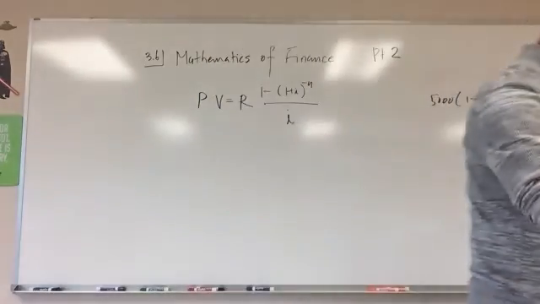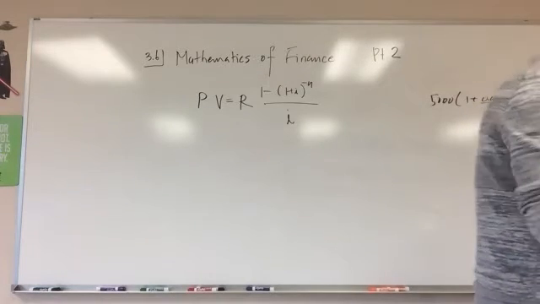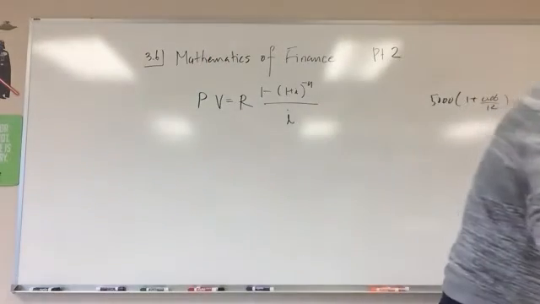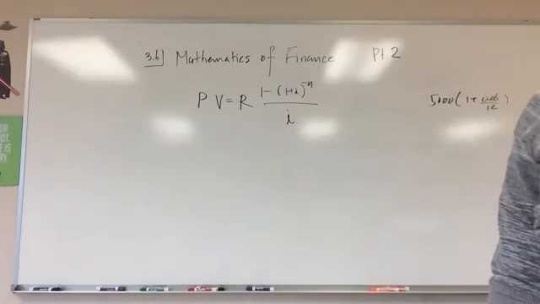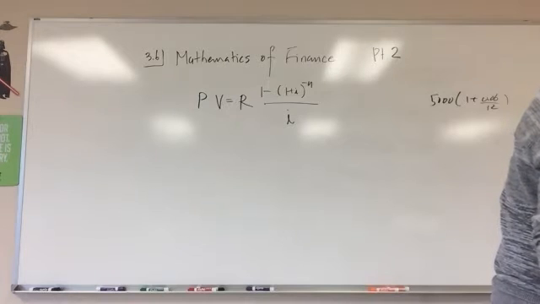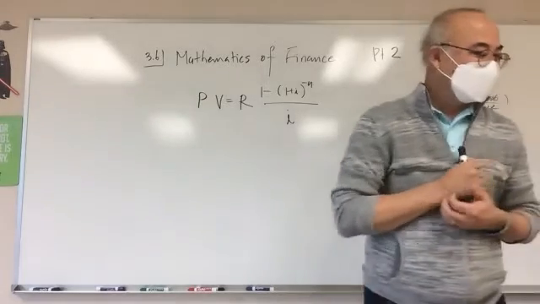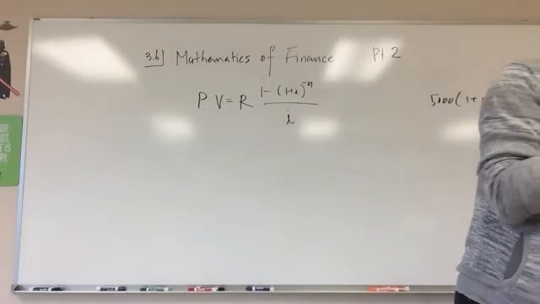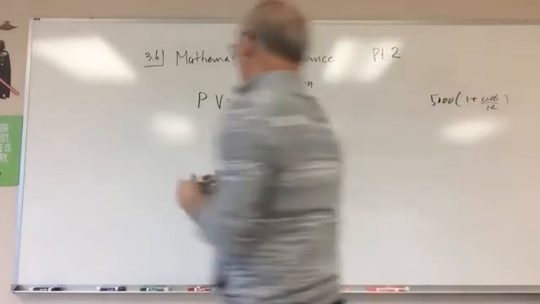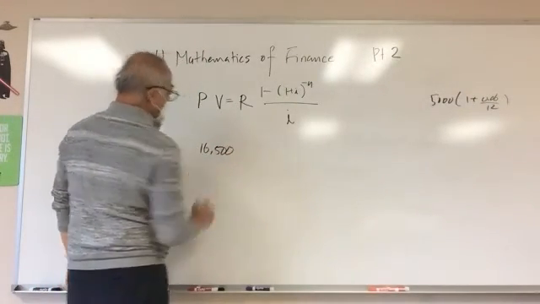So let's go to example number 9. Example number 9 says, Carlos purchased a pickup truck for that amount of money. What are the monthly payments for a 4-year loan with $2,000 down? $2,000 down. In other words, how much money did the bank loan him? $16,500, right? So the present value is this.